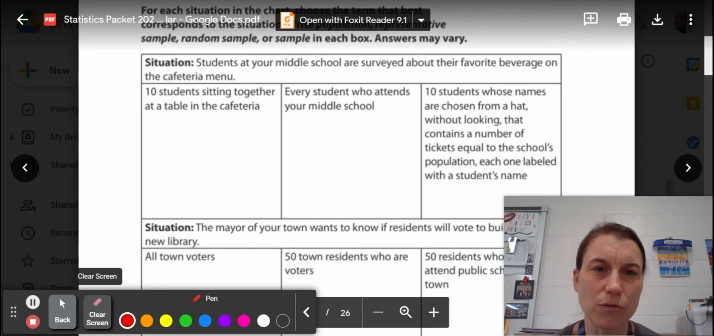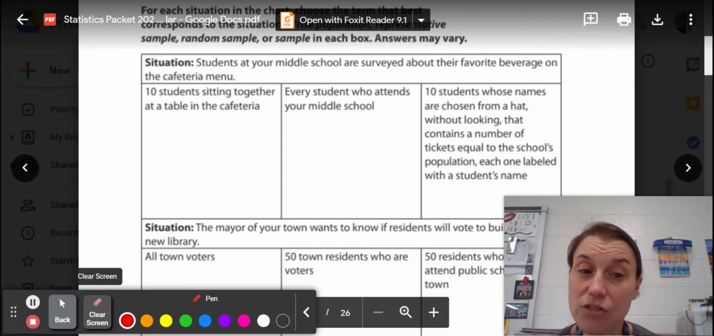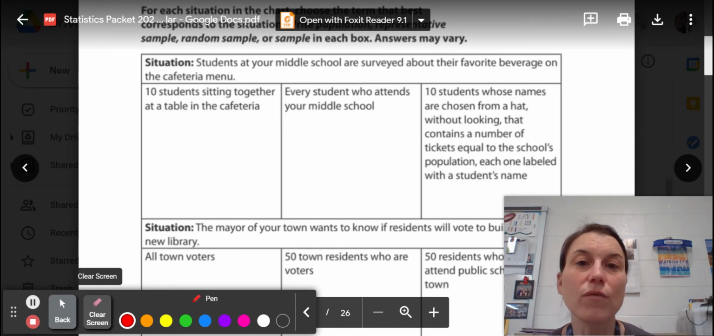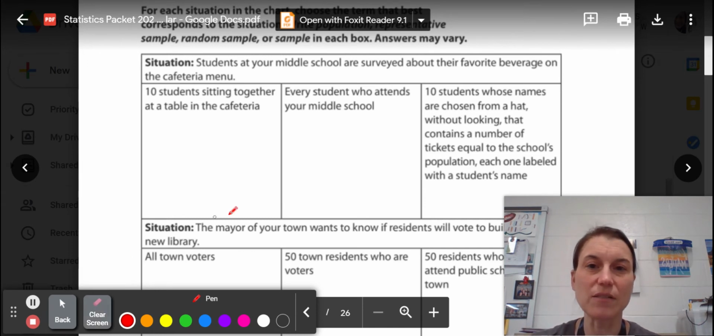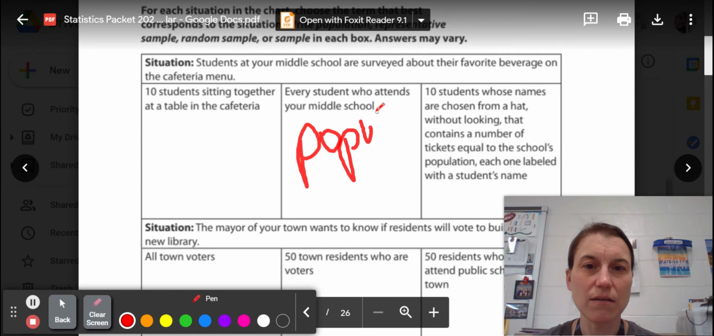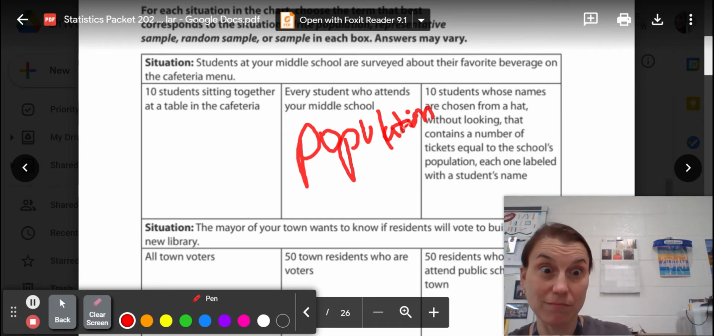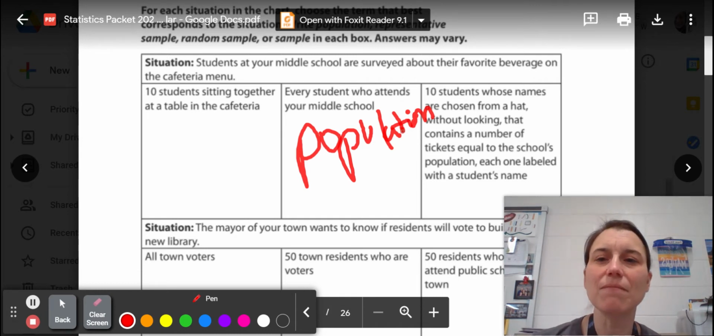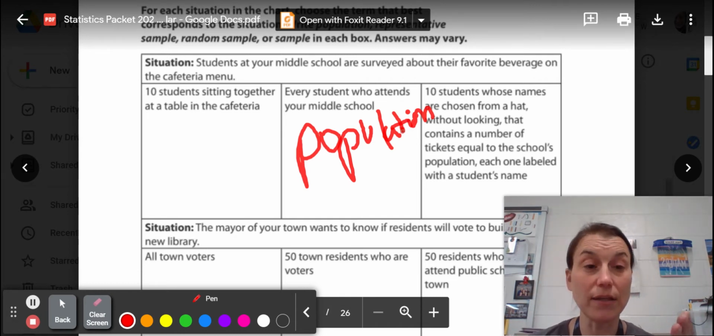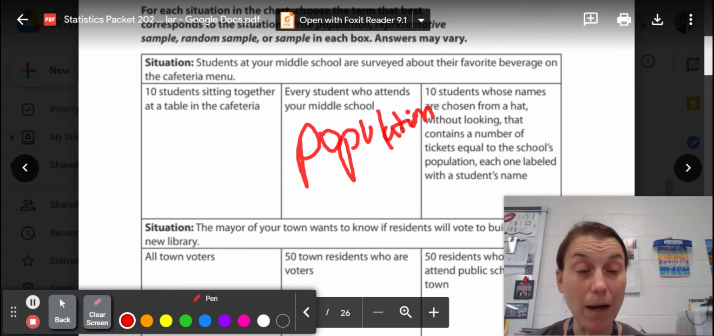Okay, so as I think about this, if I want to survey students who attend the middle school about their favorite beverage, then the population would be all the students who attend the middle school. So that means this middle thing here must be the population. Then I look at the other 2 things. Well, both of them say 10 students. Well, 10 students is a piece, a sample of the whole population.